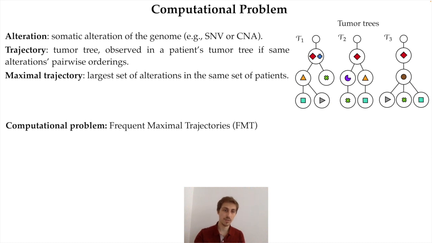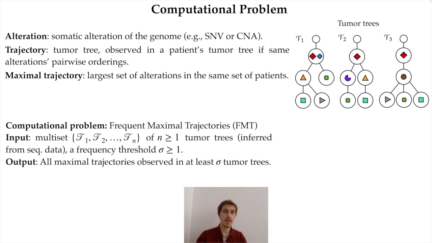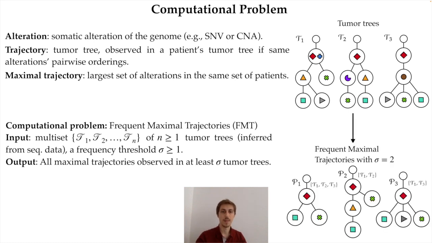Great, so now we are ready to define the computational problem that we want to solve, that is the frequent maximal trajectories problem, in which we are given in input a multiset of n tumor trees that are inferred from sequencing data such as bulk or single cell, and a frequency threshold sigma, and the output is all the maximal trajectories that are observed in at least sigma tumor trees. And here we show an example of a solution of this problem for sigma equal to 2. In the paper, we prove that this problem is NP-hard, so it is unlikely that we are able to solve it efficiently for every instance.